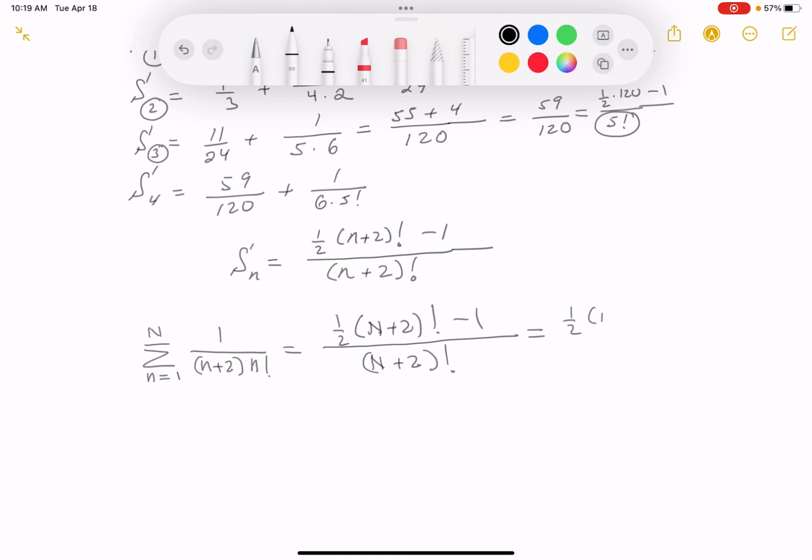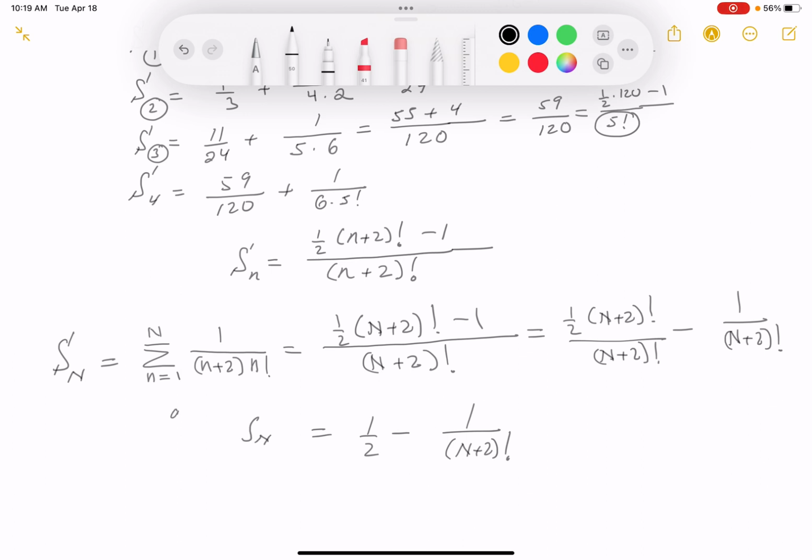So it's 1/2 times (N plus 2) factorial over (N plus 2) factorial, minus 1 over (N plus 2) factorial. I can simplify this, and by the way, this is what's known as Sn, the nth partial sum. What do you get there? Well, the first term's easy, just 1/2. The next term is just simply 1 over (N plus 2) factorial. I'm going to claim this is my Sn, and this is part A of the problem done.